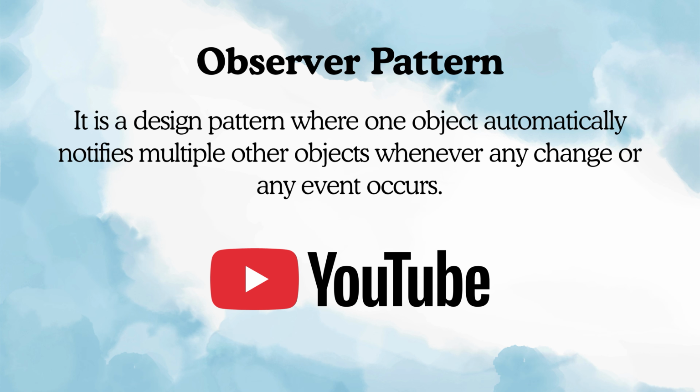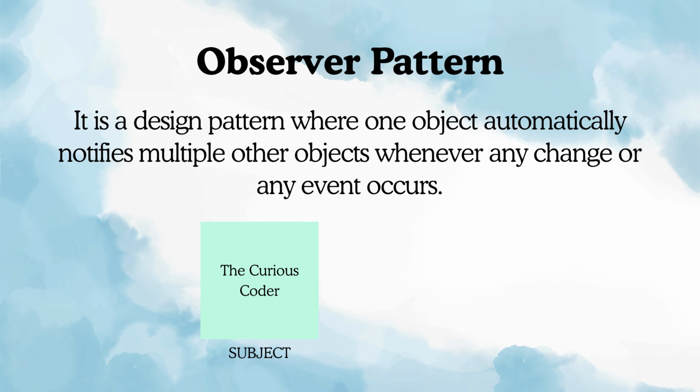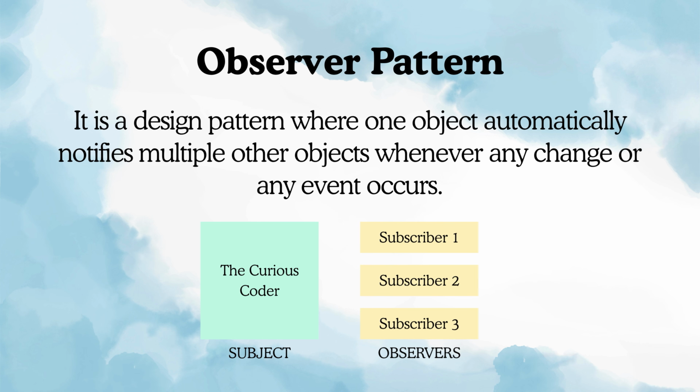Let's consider my YouTube channel as an example. You can think of The Curious Coder as the subject and all of you subscribers as the observers. Now, whenever I upload a new video, the channel notifies all of its subscribers and they receive an update about the new content. This is exactly how the observer pattern works.